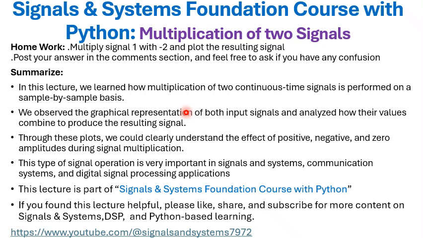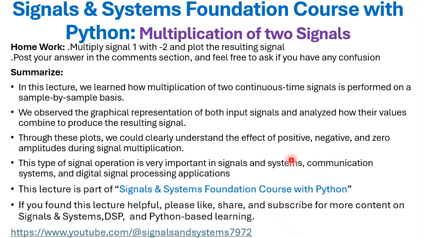So to summarize, in this lecture we learned how to multiply two continuous time signals. We observed the graphical representation of both input signals and analyzed how their values combine to produce the resulting or output signal. Through these plots, we could clearly understand the effect of positive, negative, and zero amplitudes during signal multiplication.